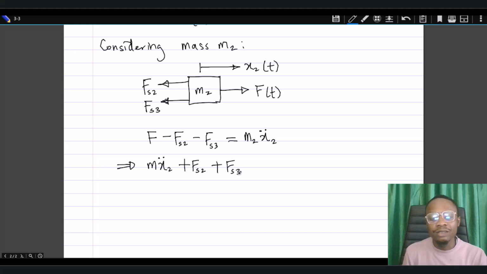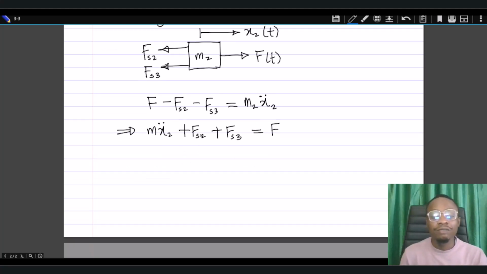So all of this will then be equal to F, okay, the first F that we have there, that depends on time. And that's all. So what do we need to do now? Get an expression for Fs2, get an expression for Fs3. So you have to be careful here as well.